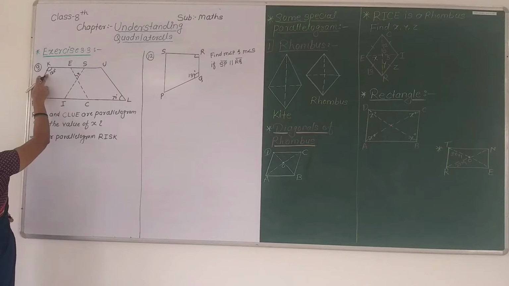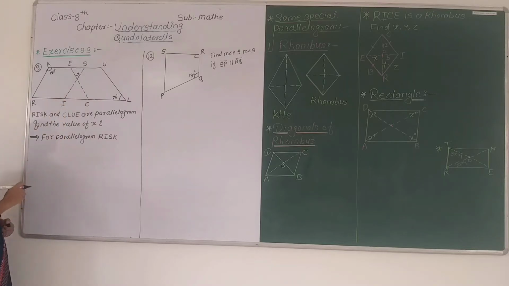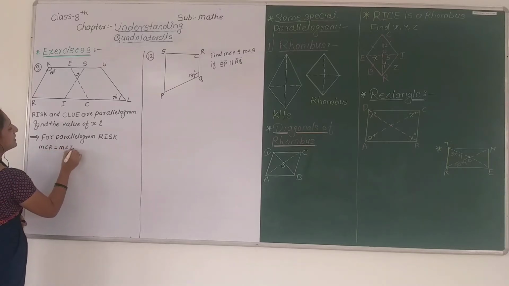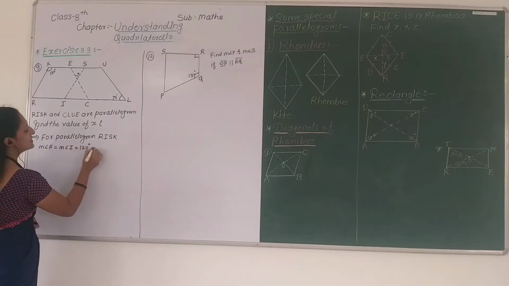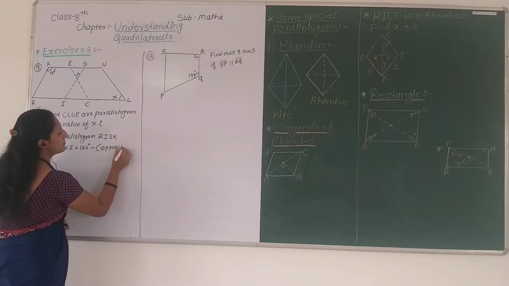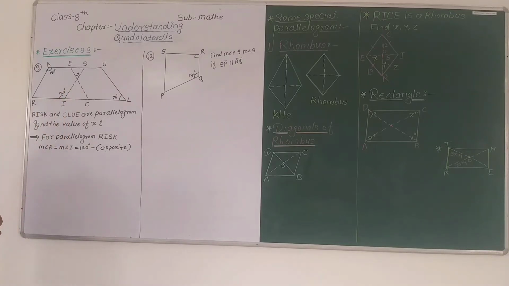RISK, here angle K and angle R are 120 degrees, right? Measure of angle R is equal to 120 degrees, since they are opposite angles and opposite angles of a parallelogram are equal. So here we get angle R is equal to 120 degrees.